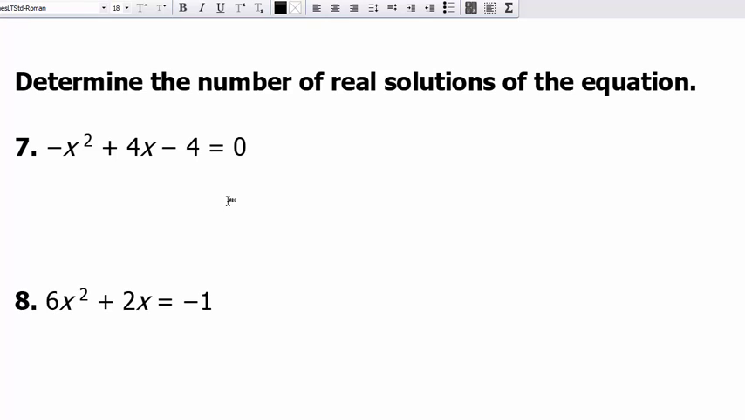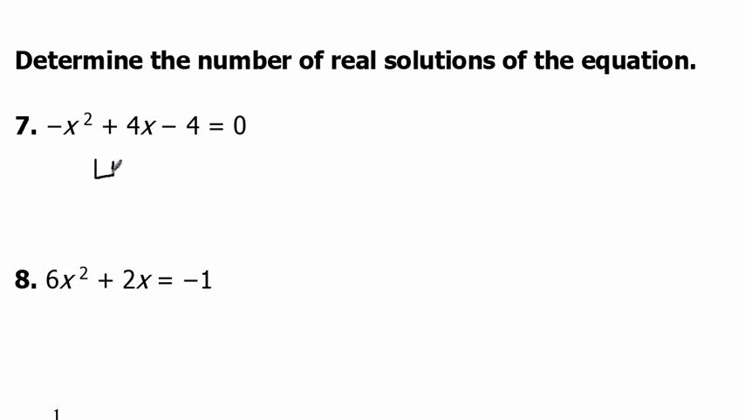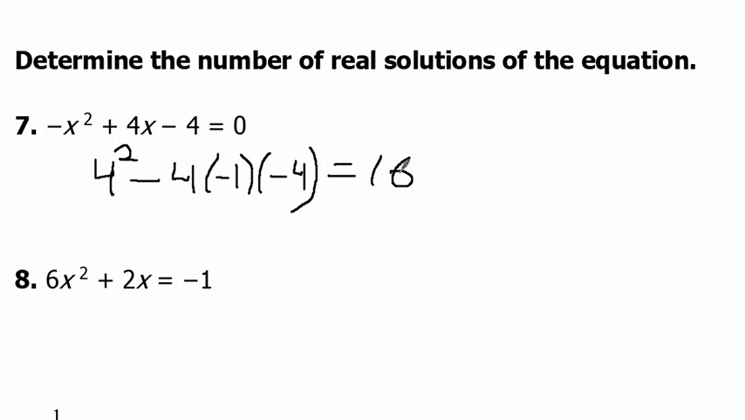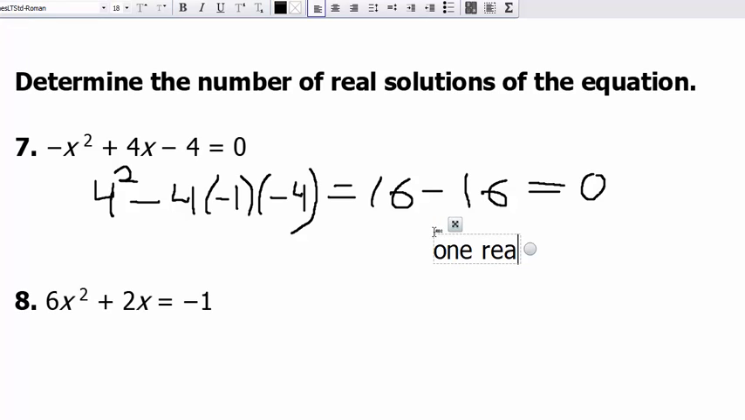Same thing continues. We are just going to plug things into the discriminant portion, which is underneath the square root. Do watch out for your signs. We always have a negative 4. This is times a negative times a negative. That ends up being 16 minus 16, which is 0, which tells us how many solutions? 1 real solution.